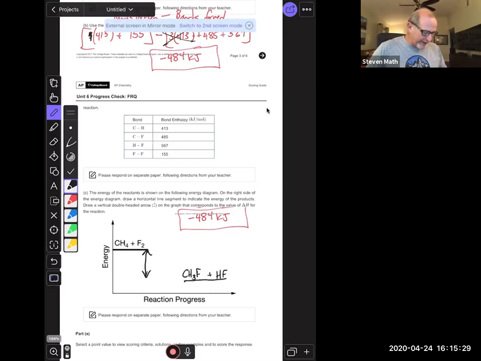So we've got a nice little bonding problem. We have some bond energy, we had reaction coordinate, we had particle level diagrams. We had a lot of the same things: Lewis structures, solute-solvent interaction, IMFs. Those are still IMFs. A lot of the same stuff we've seen over and over again. That's the answers to the Progress Check Unit 6 FRQ. I am Smath and I hope this video helped you.